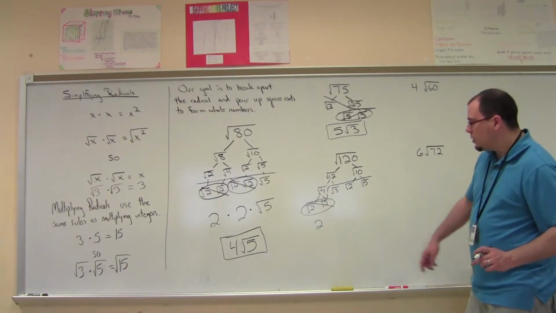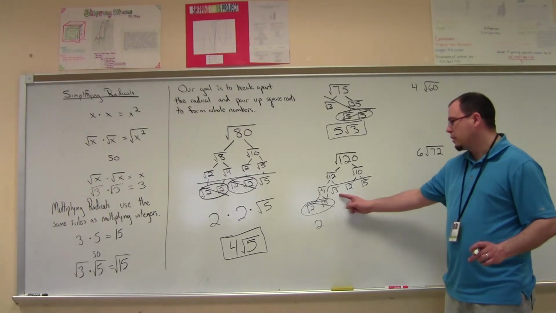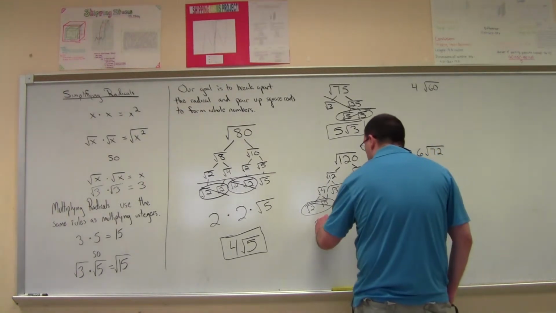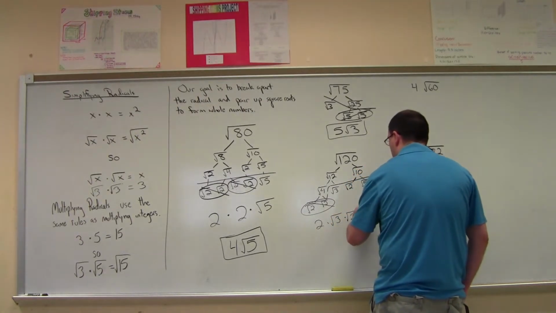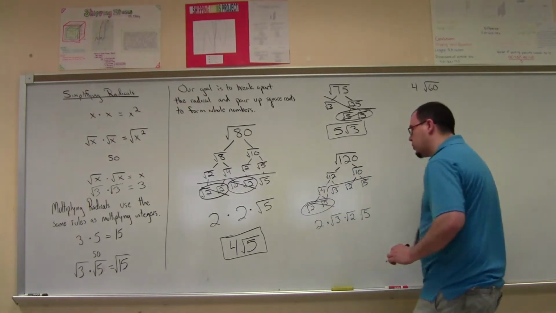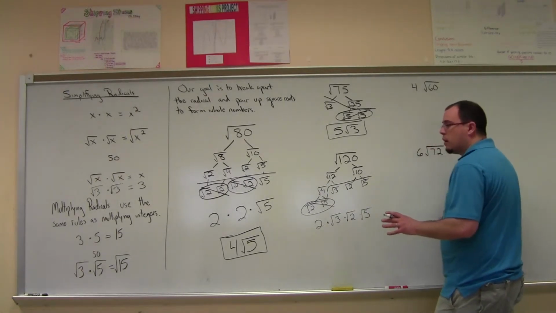Anyway, back to this. So we paired up the radical 2's to get a 2. We've got a radical 3, a radical 2, and a radical 5 left over. Can't do anything with them. So that's what we're left with: 2 times radical 3, radical 2, and radical 5.